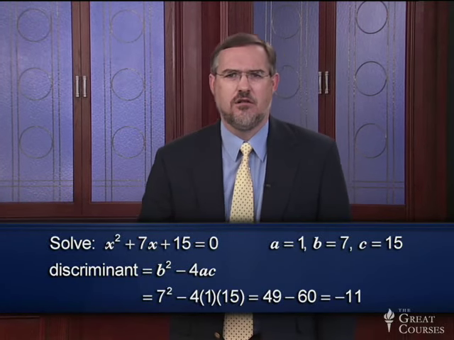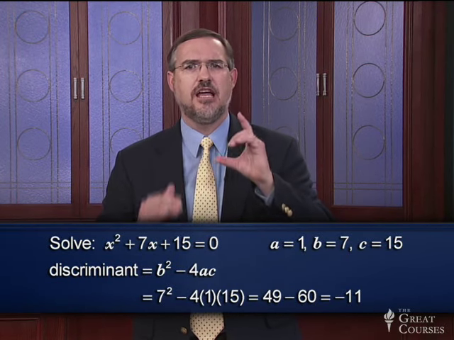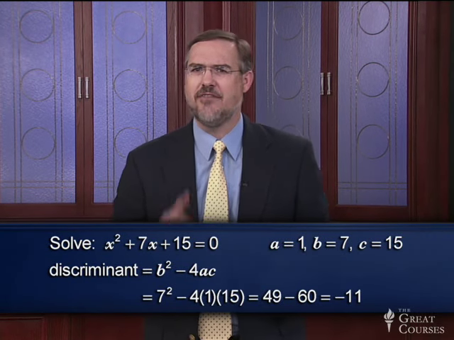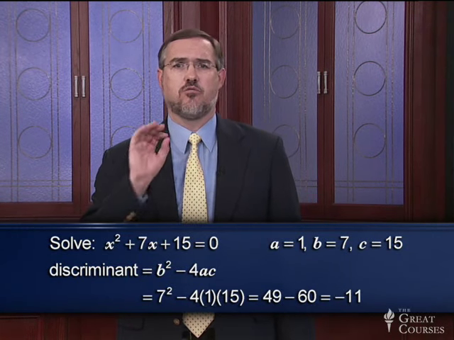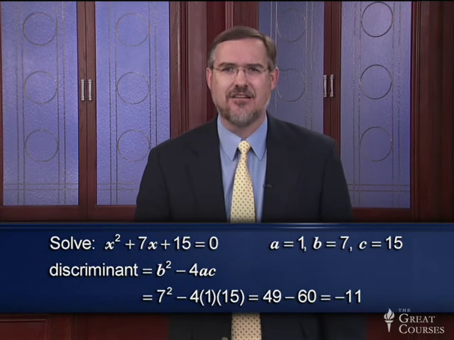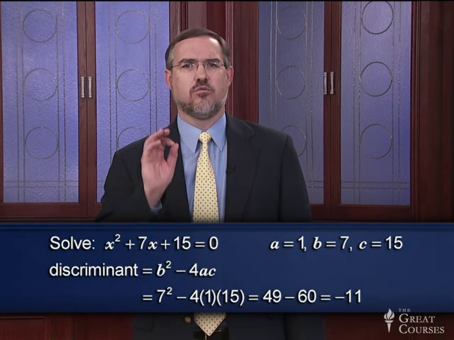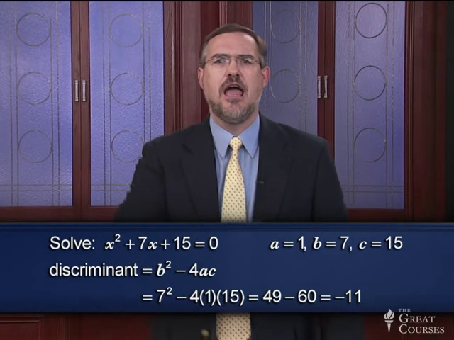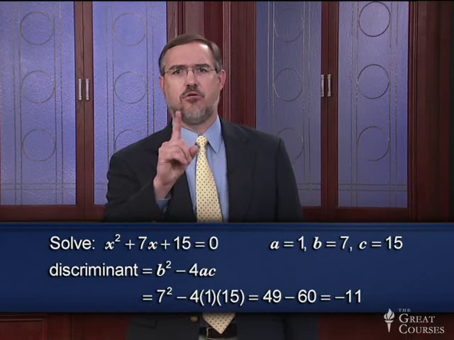Well, first of all, it means that the quantity that's under the square root symbol in the quadratic formula is negative. Okay? Now, are we allowed to have a negative number under the square root symbol? Well, if you only want to deal with real numbers, then you cannot have a negative number under that square root symbol. And that means that the original equation, in this example, x squared plus 7x plus 15 equals 0, has no real solutions. Okay? So that's the first important point to make.